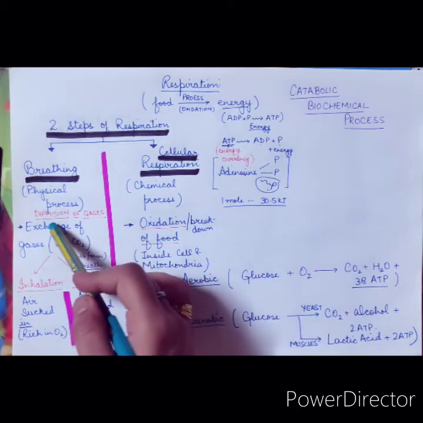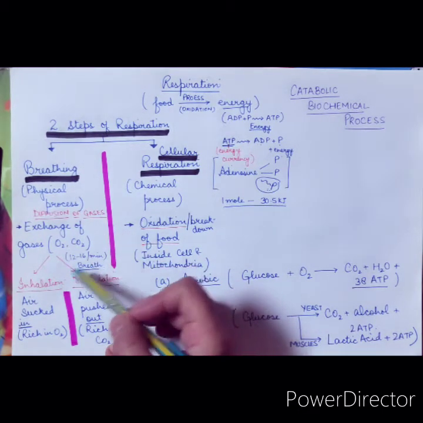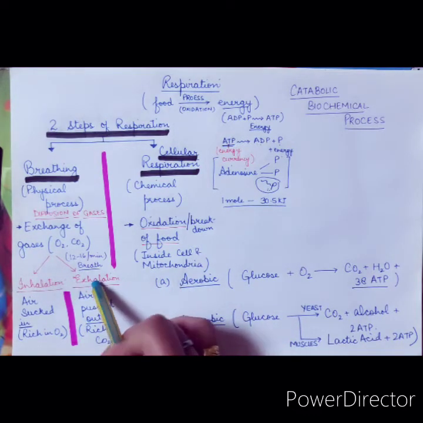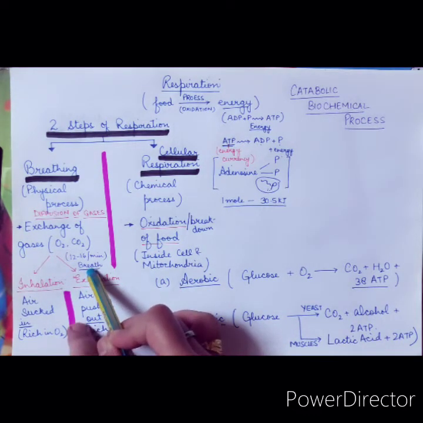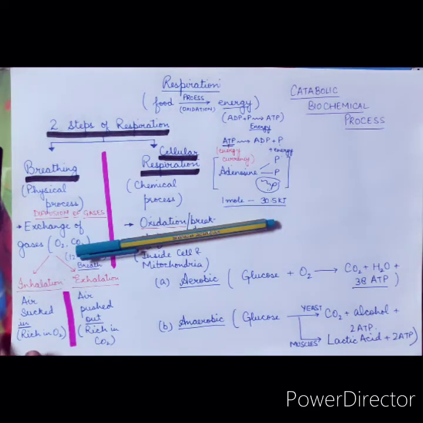So this process is nothing but the process of diffusion of gases. 1 inhalation plus 1 exhalation comprises 1 breath, which is approximately 12 to 16 per minute.